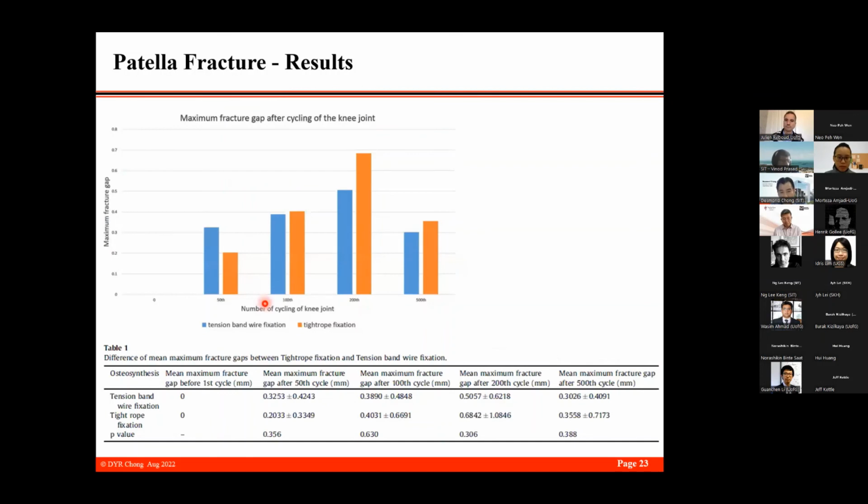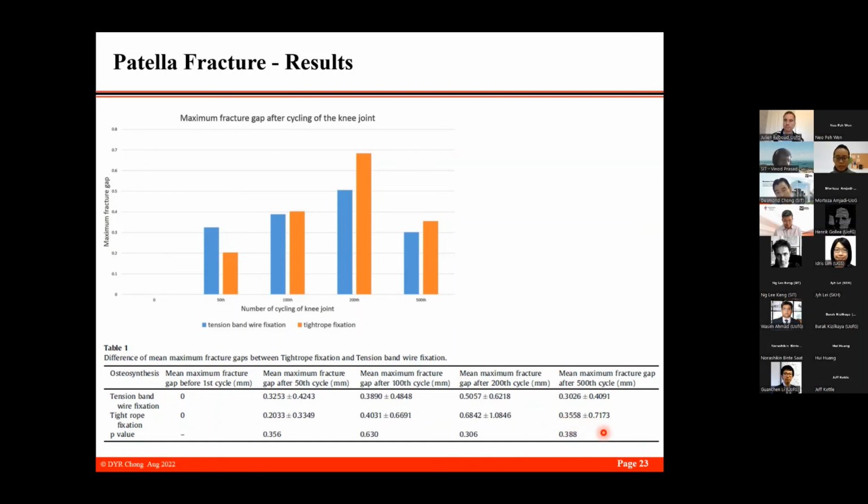With that, we try to measure the gap at the 50th cycle, 100, 200, and 500 cycles. From there, we compare the gaps between the traditional tension wire versus the TightRope. At the end of 500 cycles, although in terms of the numbers the new method had a gap of 0.355, we showed that it was non-significantly different.